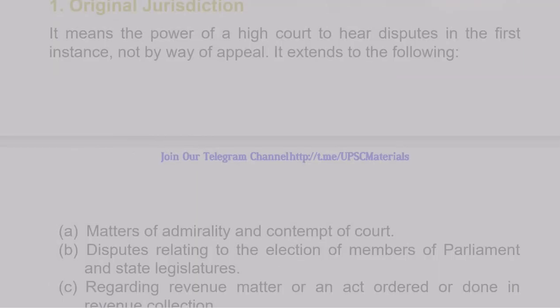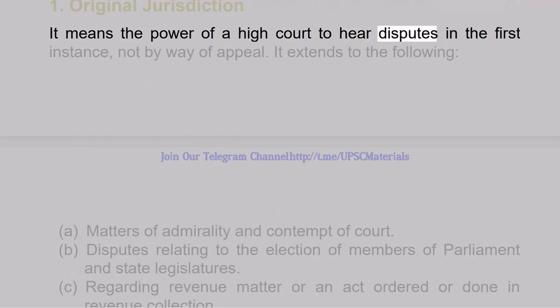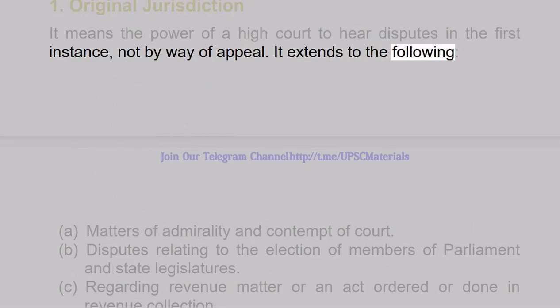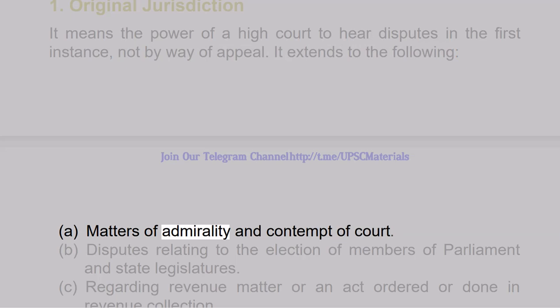1. Original jurisdiction. It means the power of a High Court to hear disputes in the first instance, not by way of appeal. It extends to the following: a. Matters of admiralty and contempt of court.